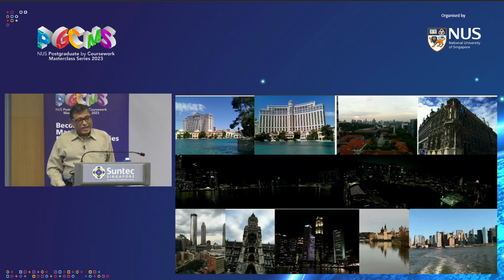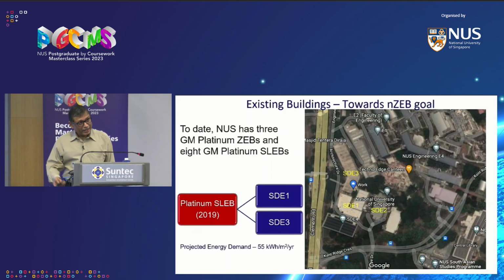What about existing buildings? These are photos from different parts of the world that I have been to for conferences and elsewhere. I like that environment, that city skyline. I took a photo just to show that buildings, wherever they are, even old buildings, we still need to make energy efficient. We can. Existing buildings can also go towards zero energy building.